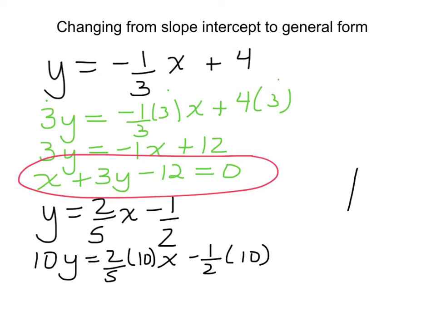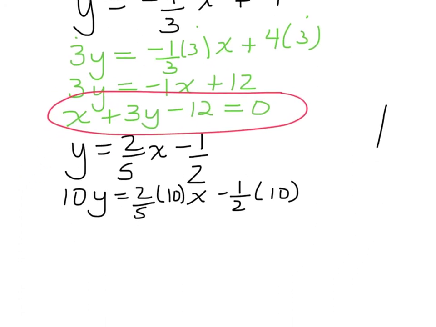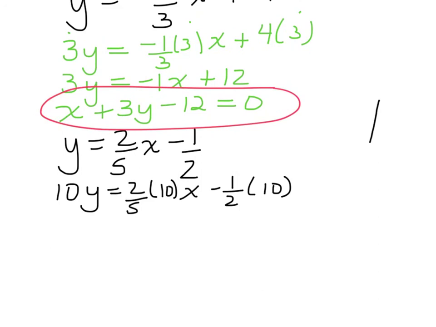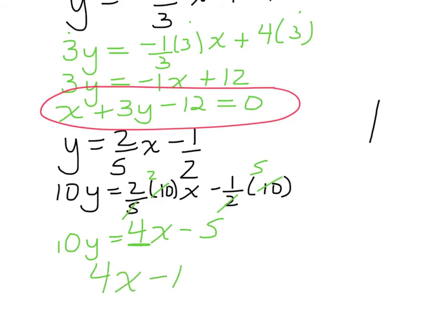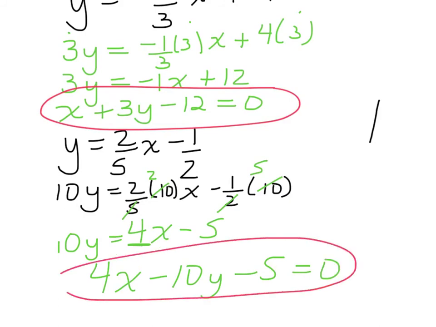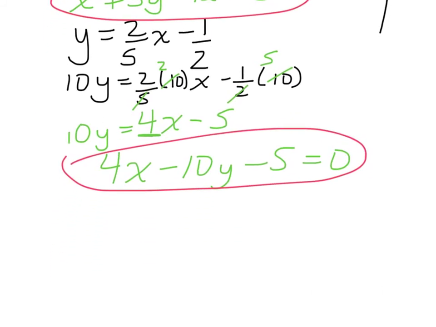So what we're going to do is simplify 10y. All right, so now we keep going. Simplify 10y, and 10 divided by 5 is 2. 2 times 2 is 4x, and 10 divided by 2 is 5, so that gives you minus 5. Now let's check on the x situation. It's positive, so we'll move the 10y right. So we get 4x minus 10y minus 5 equals 0. We've just made our general equation, and Bob's your uncle.